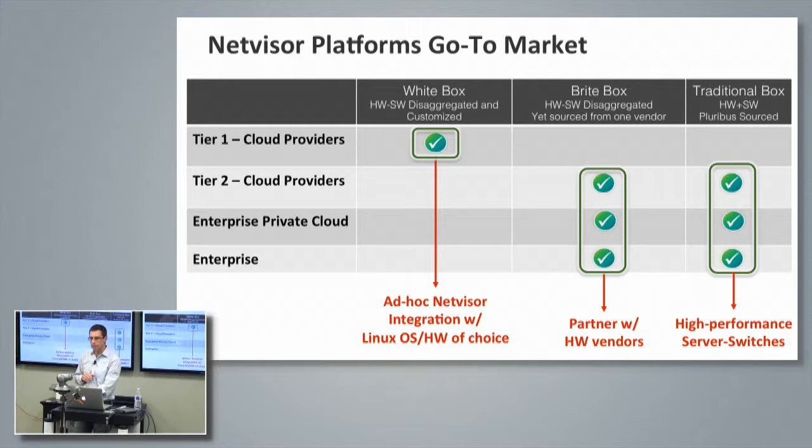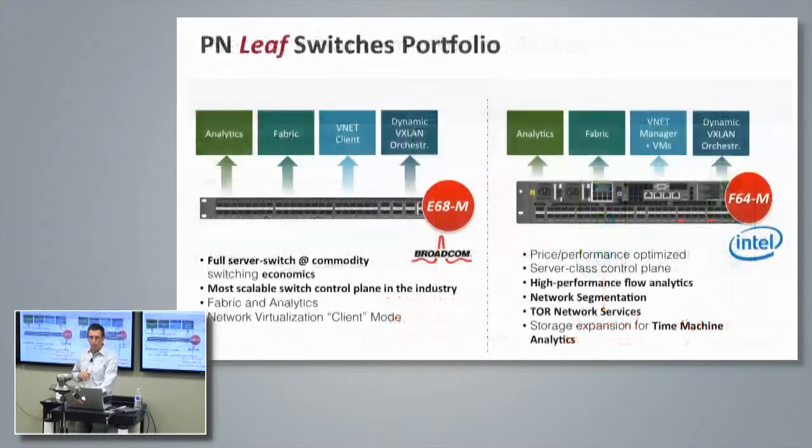Our portfolio is divided into 2 classes of product. We have the top of rack switches, or leaf switches, if you will. We have a 1U switch based on Broadcom, and we have a 2U switch based on Intel. Those are some of the applications you can load on these platforms. The 2U box is a lot more expandable, can give you time machine capabilities. You can also run, in some limited form, firewalls and different applications on that platform.